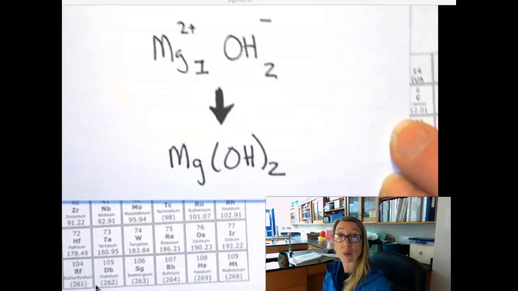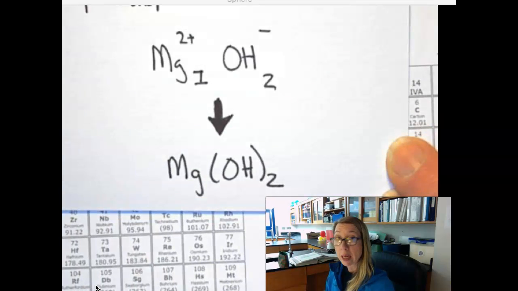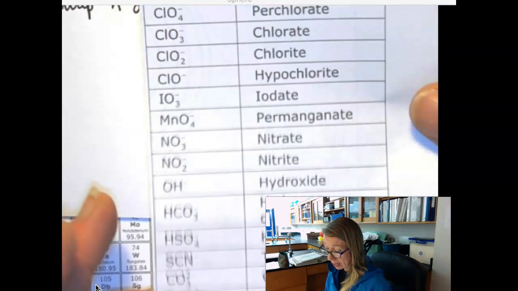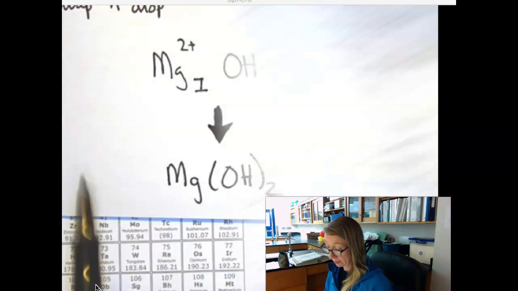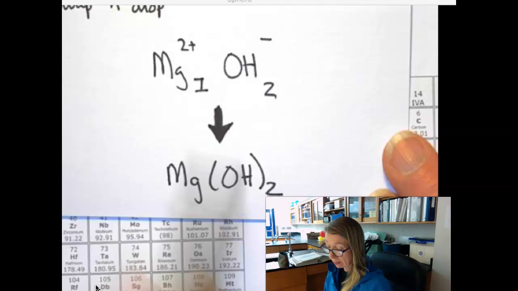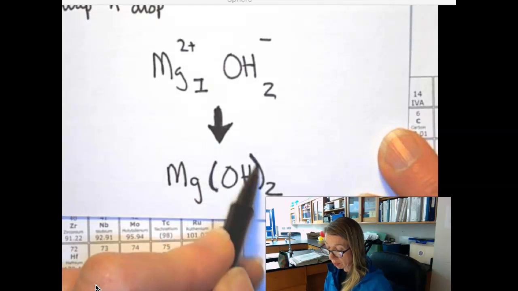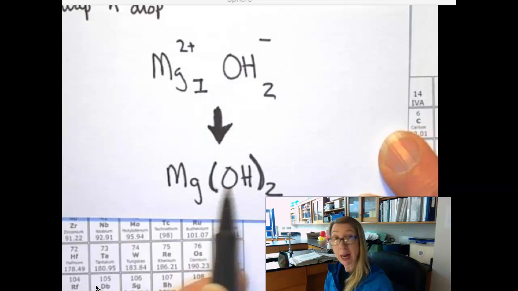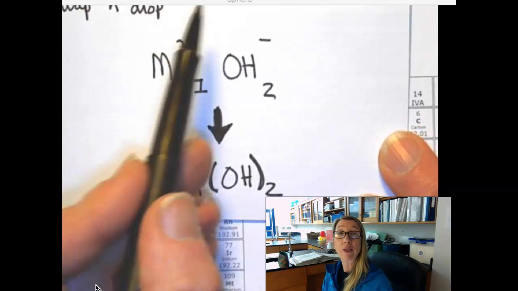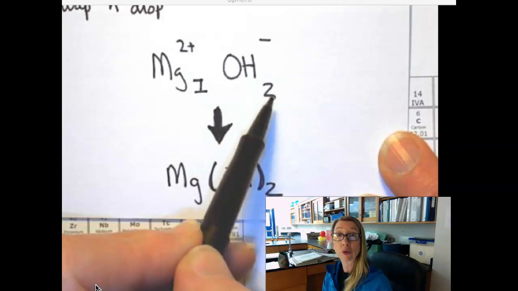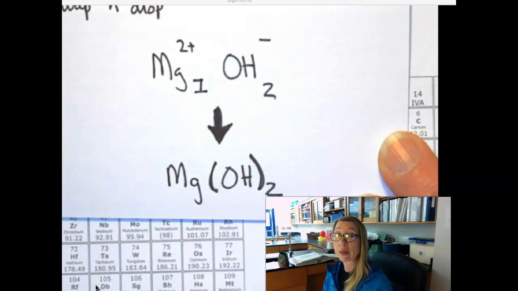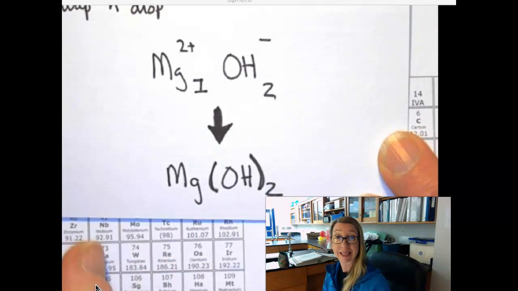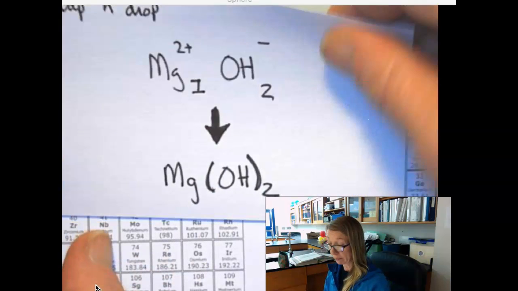Now here is where we have to remember. The OH, the hydroxide, does not have any subscripts, but we have two of them. So we need to put parentheses to tell people we have two of these polyatomic ions. If we didn't do that, it would look like we had just two of the H's. But no, not two hydrogens, two of the hydroxide ion. So be very careful with that.